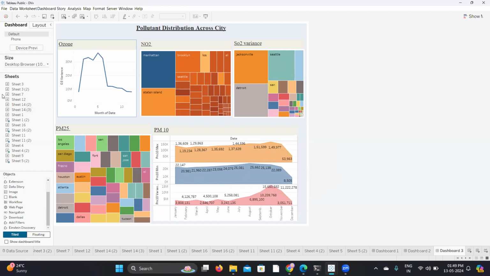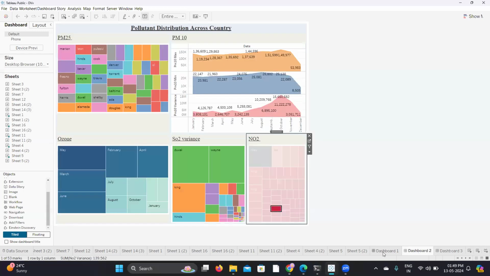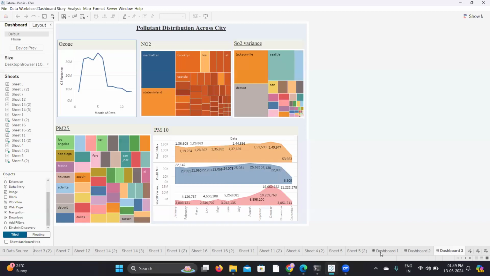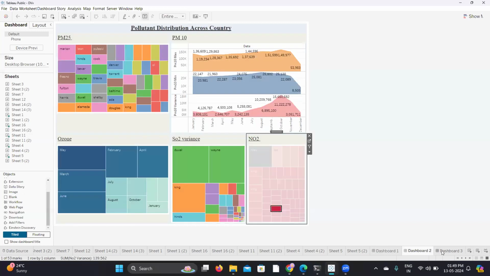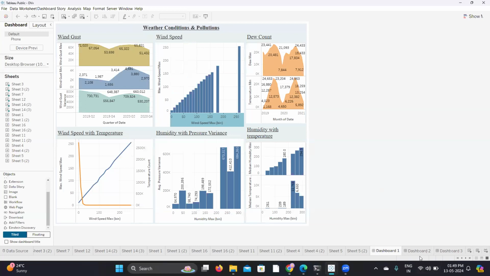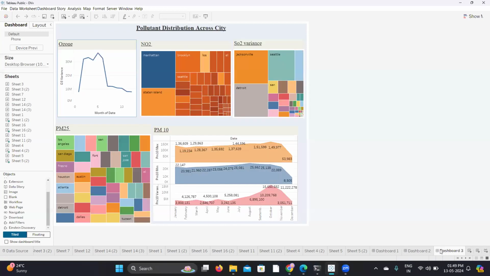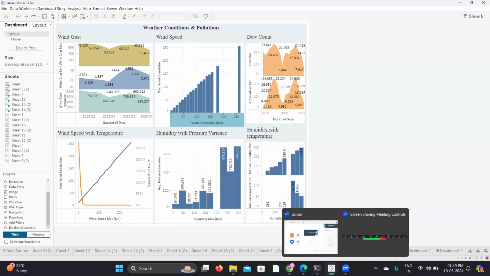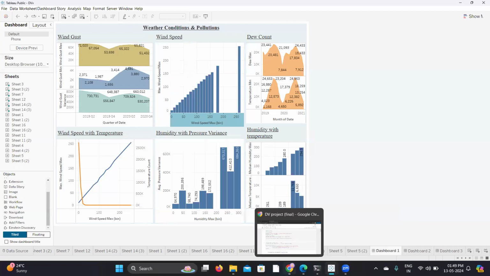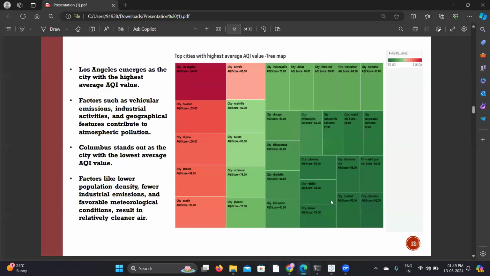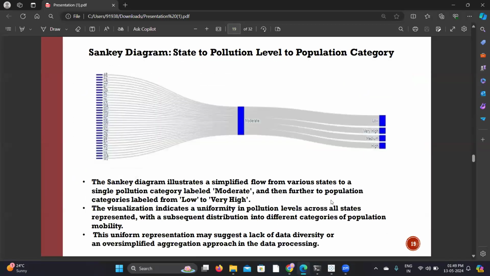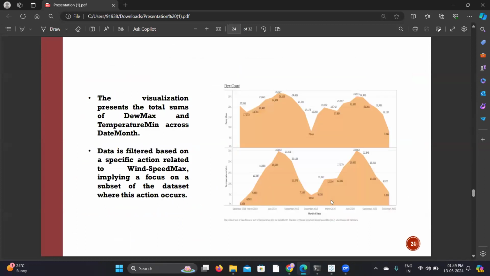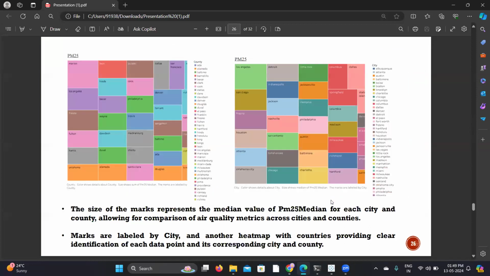dispersal of particulate matter. So these are the three dashboards we created to show how interactively we can make the audience easily identify the pollution levels with the colors and the patterns. This is the documentation, the PPT we prepared for the project.